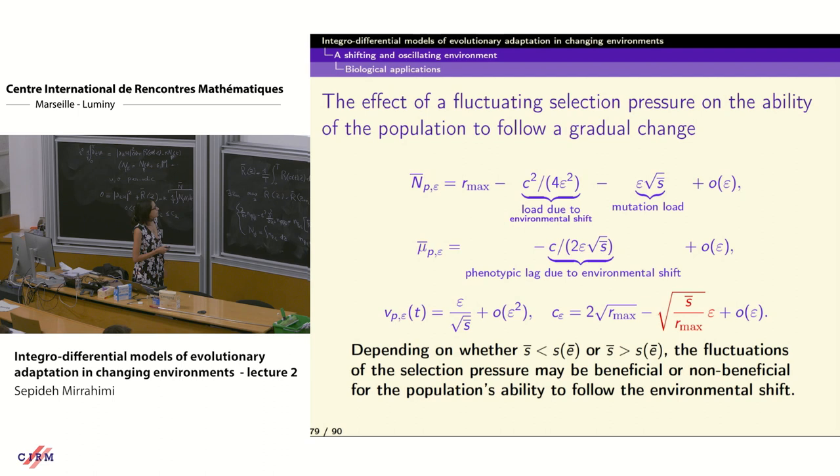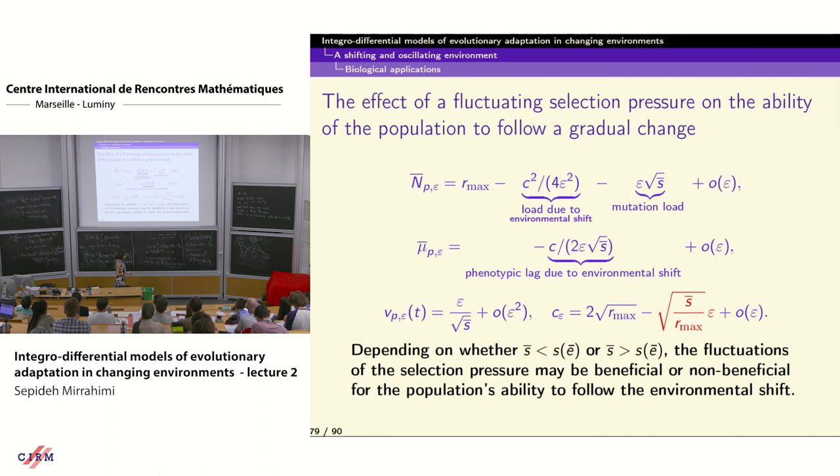Now we see that the effect is not always negative, and it depends on the relation between S bar and S of E bar. If S bar is greater than S of E bar, then the critical speed of the environment will decay. But if S bar is less than S of E bar, then the critical speed increases. So it becomes easier for the population to follow the environment change. So depending on this relation, these fluctuations may or may not be beneficial for the population to follow this environmental shift. Okay.